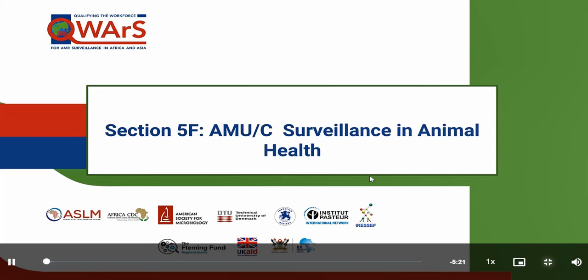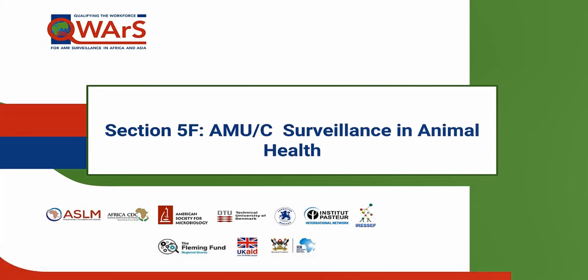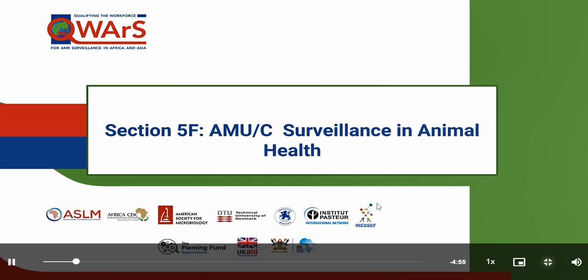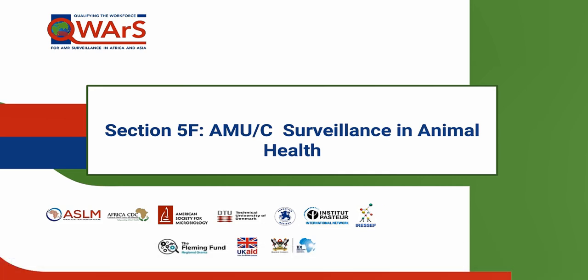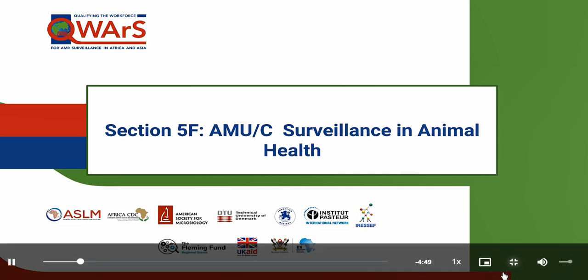Welcome to section 5F. In this last section, we explore AMU-C surveillance in animal health. The goal and objectives of AMU-C surveillance in animal health are similar to human health, and the definitions of AMU and AMC are similar. However, in low and middle income countries, collection of AMU data is difficult as the records are often poor. Therefore, the main surveillance method in the initial phase is AMC in quantity.